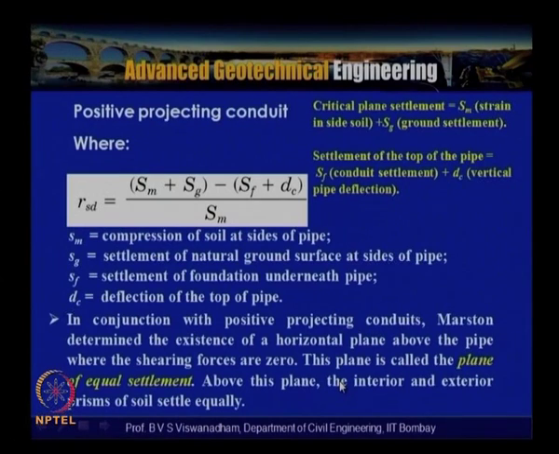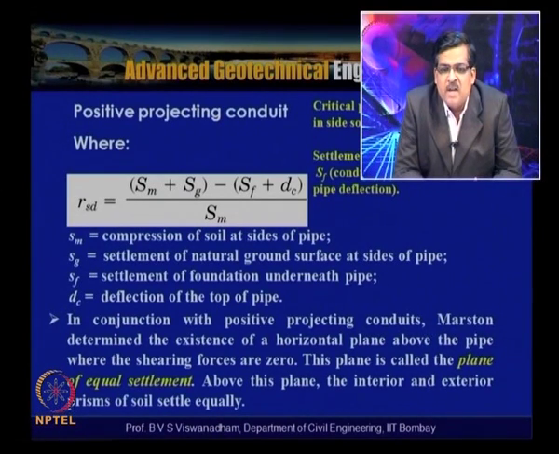So here, what is SM? SM is the compression of soil at the sides of the pipe, and SG is the settlement of the natural ground surface at the sides of the pipe. SF is the settlement of the foundation underneath the pipe, and DC is the deflection of the top of the pipe.